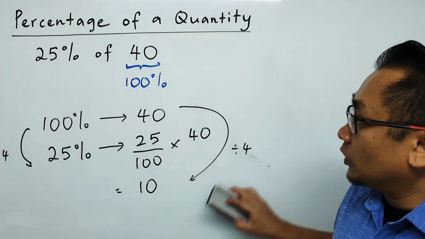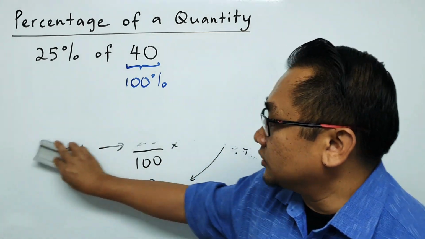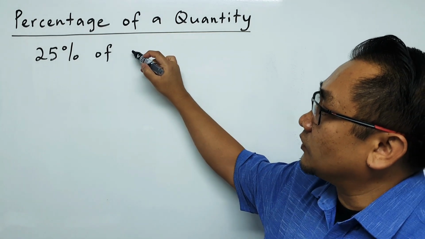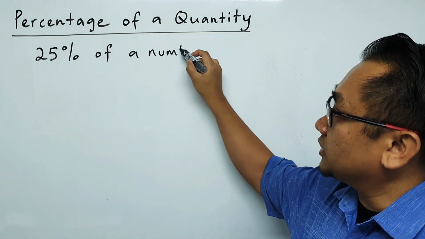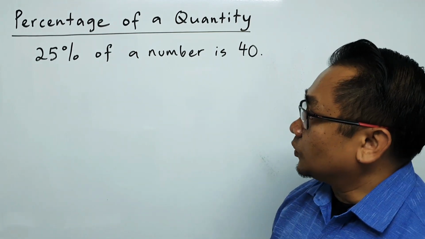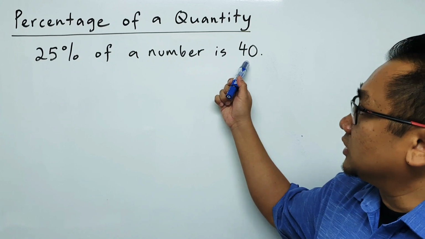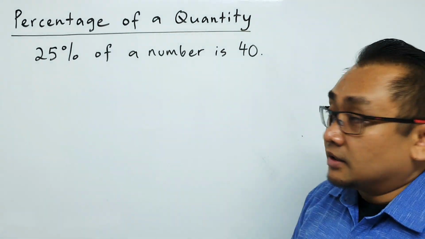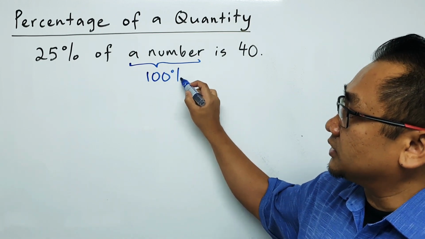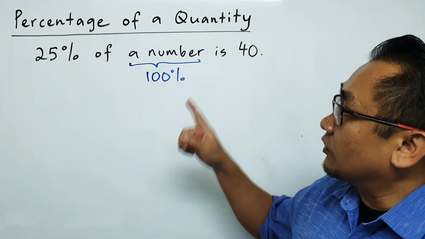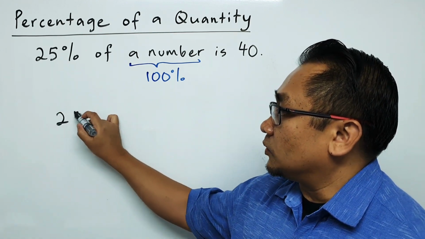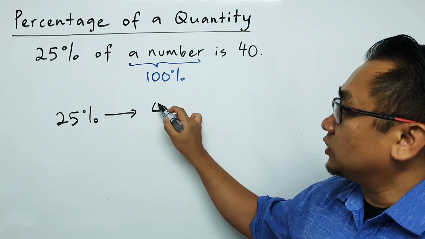Now there is another question which is a bit tricky. Instead of saying 25% of 40, the question says 25% of a number is 40. So now, how to find the number? Here, you have to understand that 40 is not 100%. 100% is the base quantity, which is the number. So the number is 100%. 25% of that number is equal to 40. So when you write your relationship, it should be 25% is 40.